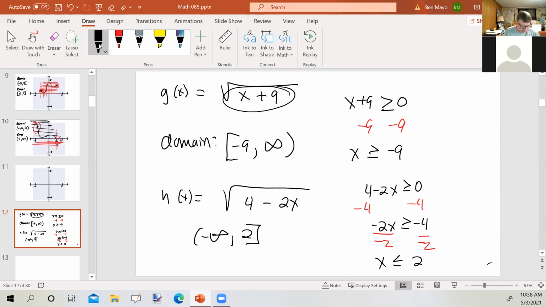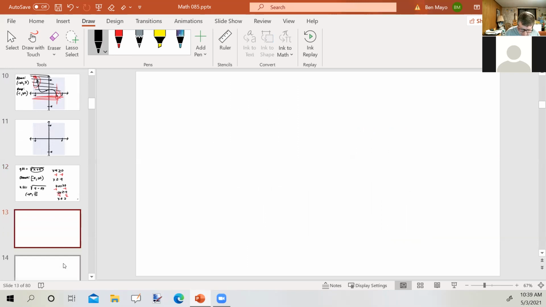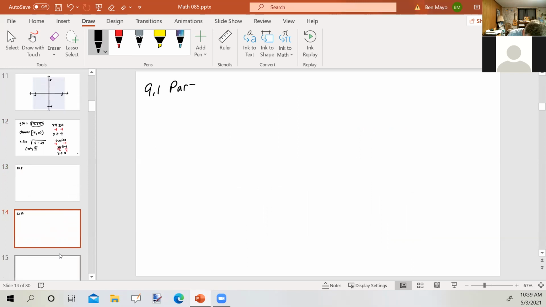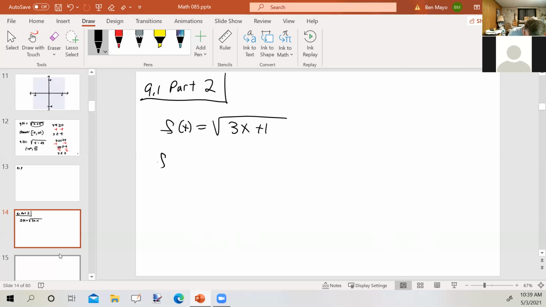Okay, let's go on and take a look at some examples from where we're headed today. That is to wrap up section 9.1. So this is 9.1 part 2. Okay. It says, find each function value if possible. And it says f of x equals the square root of 3x plus 1. We are to find f of 8 and then f of negative 2.